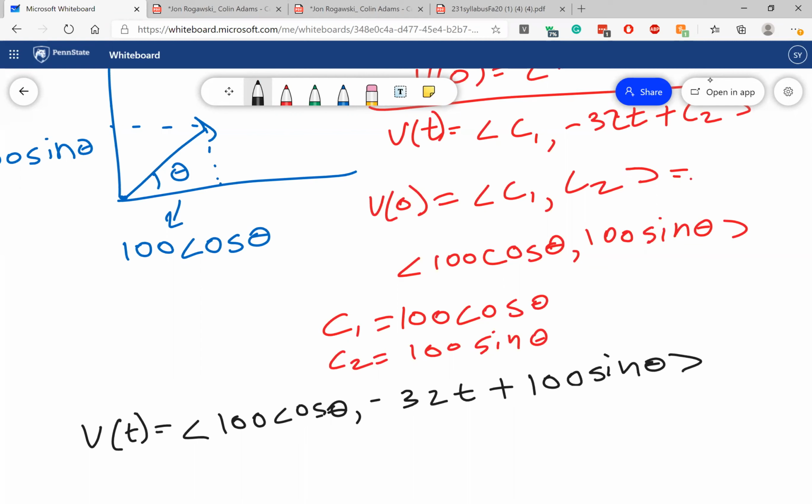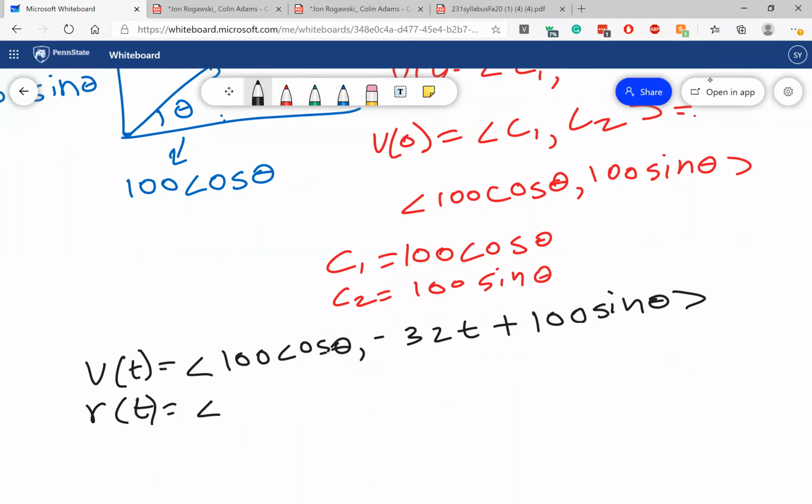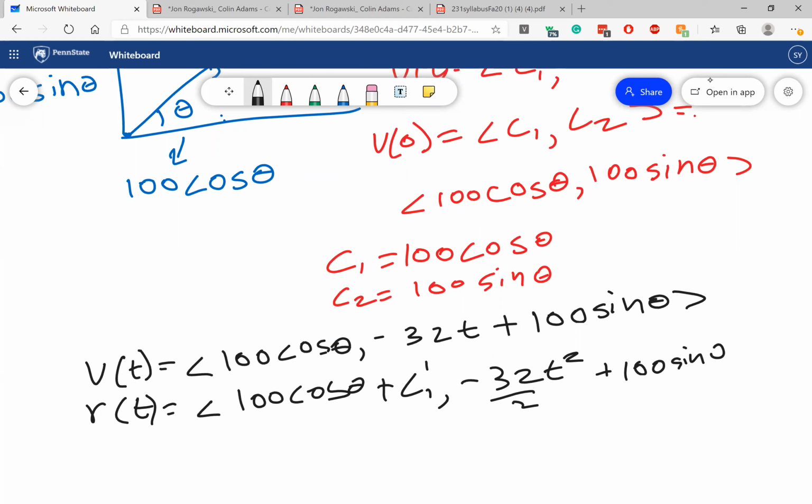Okay. So now our R of t is going to be equal to 100 cosine of this angle plus C1 prime. And then over here, we're going to get minus 32t squared over 2 plus 100 sine of this angle times t plus C2.